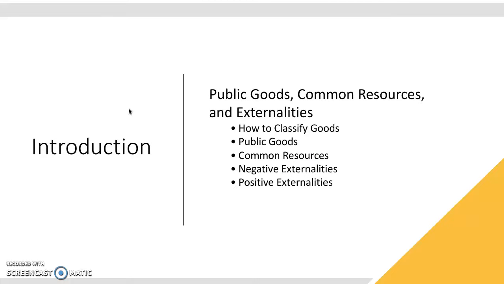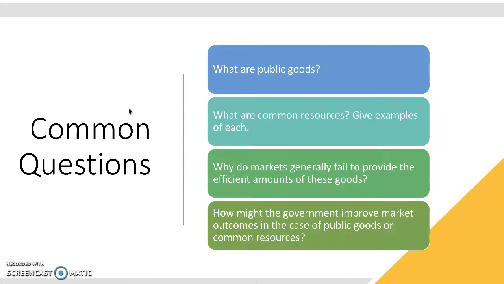So this week's lecture is going to be on public goods, common resources, and externalities. This will talk about how to classify goods, public goods, common resources, negative and positive externalities. And all this, of course, can be found in your textbook in the final chapters 10 and 11. Make sure you know and understand the key terms. We'll also have a video link embedded within this presentation and class lecture, as we always do, to further summarize the topics that we're going over for the week.